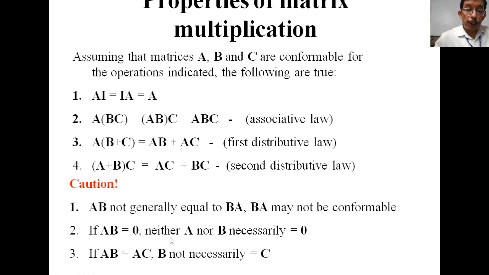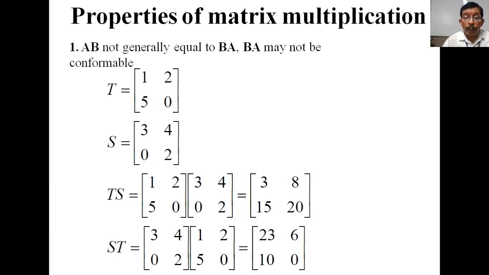What is the first distribution law? The first distribution law is A multiplied by (B plus C) is equal to AB plus AC. And the second distribution law is (A plus B) multiplied by C is equal to A multiplied by C plus B multiplied by C. This is the sum property of multiplication.